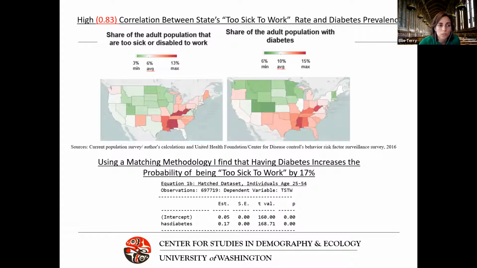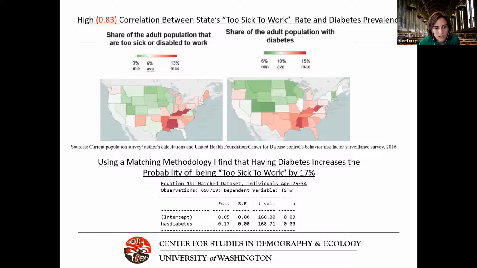Now, this pattern closely resembles the pattern of diabetes across the United States. In fact, the two variables have a correlation of 0.83. So to investigate this relationship further, I use individual level data in the Behavioral Risk Factor Surveillance Survey. I employ a matching methodology to compare individuals with similar demographic and health profiles. I find that 25 to 54-year-olds with diabetes are on average 17% less likely to participate in the labor force because they are too sick to work compared to their matched counterparts.